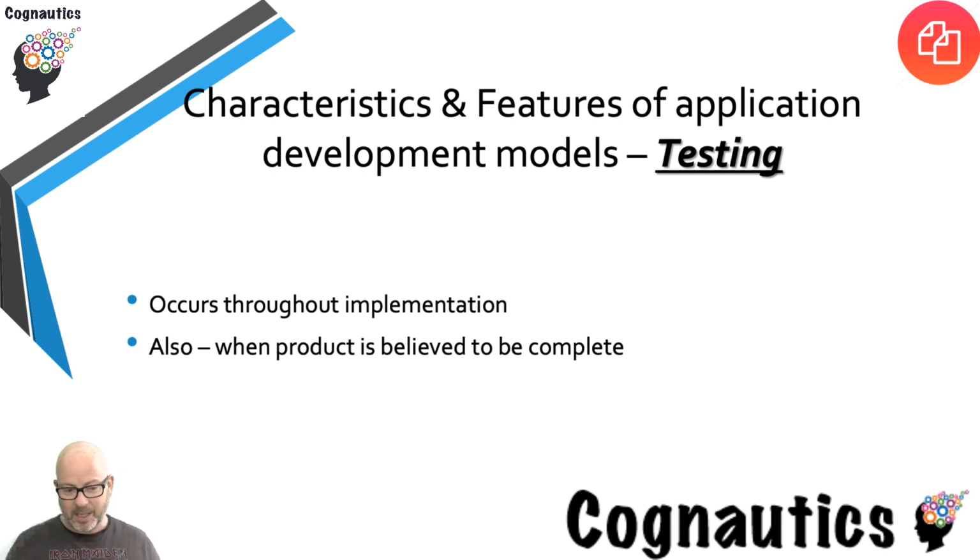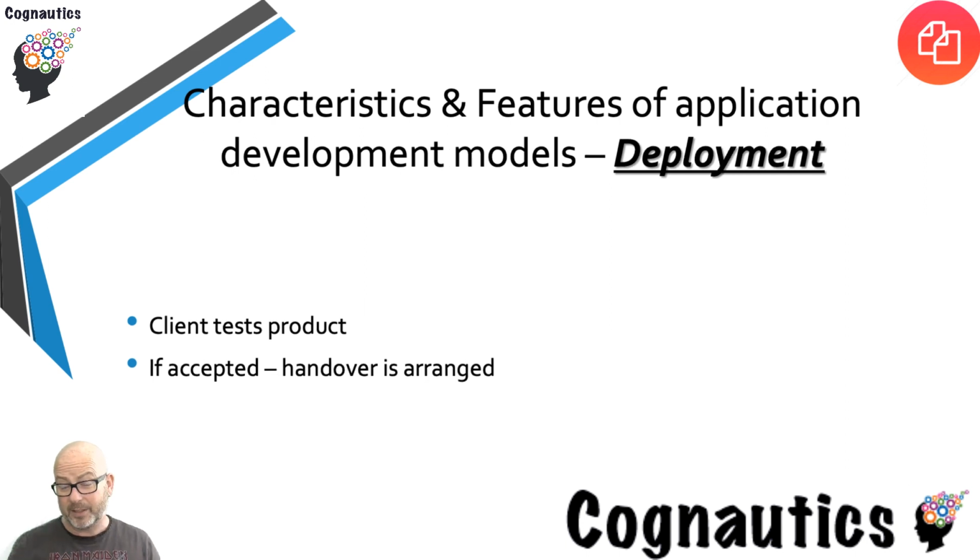All right. So we're almost there now. That's the testing done. The product is tested, and it's going to be now handed over to the client. This is the deployment part. The client should accept the product, and if he does, then the handover is arranged. So at that point, the product will go out into the marketplace, and in this case, it'll mean that the client will start to use it in his business.